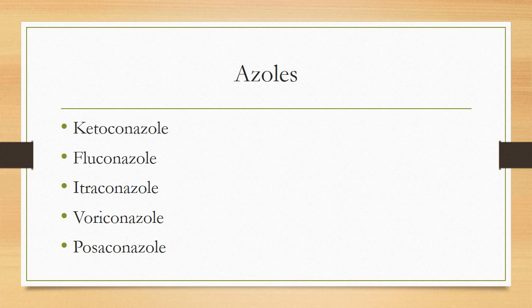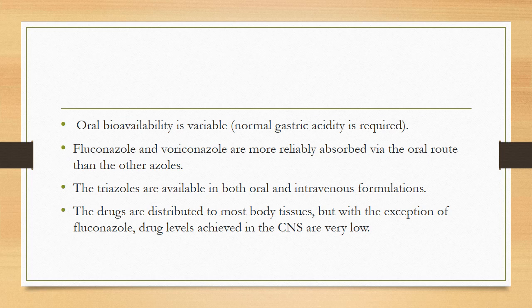Now coming to azoles, here are the names of some important azoles: ketoconazole, fluconazole, itraconazole, voriconazole, and posaconazole. There are some important points related to azoles. Oral bioavailability is variable. Normal gastric acidity is required.